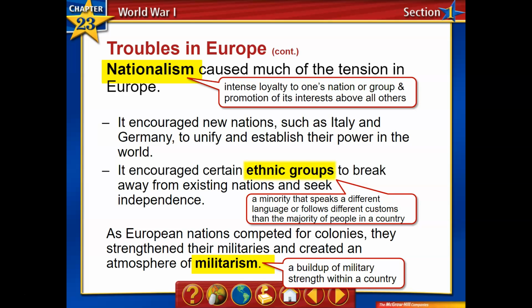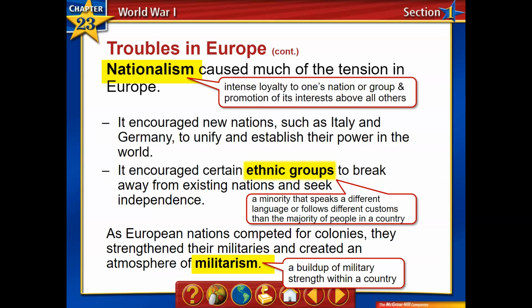And so as we look at this, there are other factors, and I want to make sure that we address those. One of the things that had been growing in Europe, actually around the world, is this concept of nationalism, which is this intense loyalty that you feel towards your country or a group of people. And oftentimes it involves a feeling of superiority. Now, nationalism and patriotism are 2 very different things.